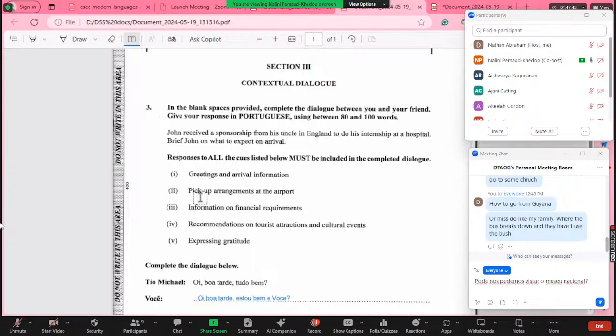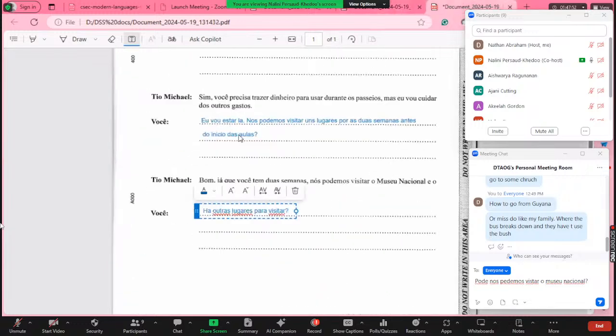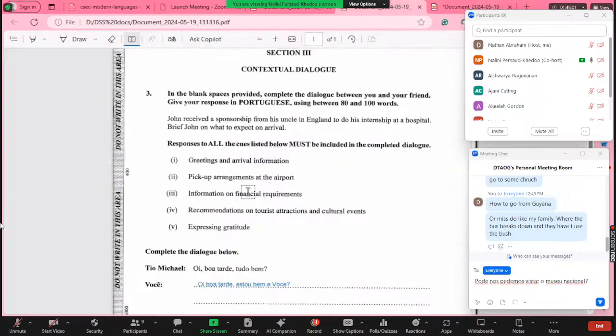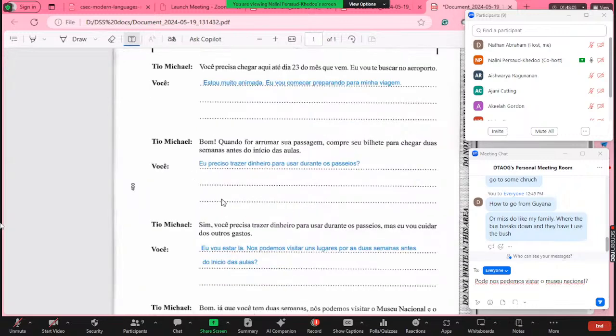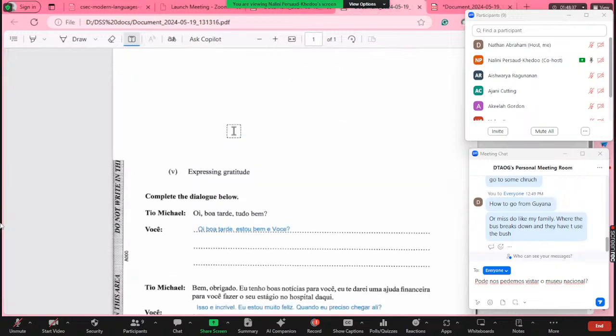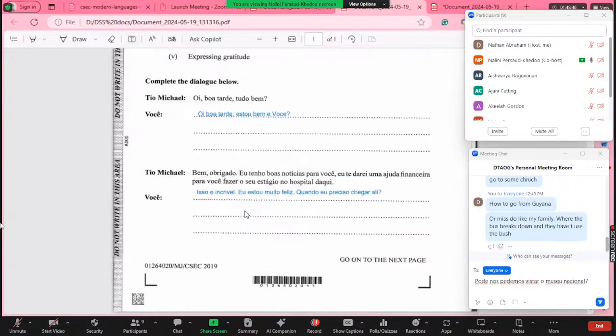So we can go back. We would have covered greetings and arrival information. Arrival information is here, when he's going to arrive and pick up. Information on financial requirements, we talked about money here. Then recommendation on tourist attraction. We started here and come over here. And then expressing gratitude comes in here. So we can add obrigada. Obrigado. Thank you. Same here. See you soon. Gratitude. So this would have covered it for this dialogue here.